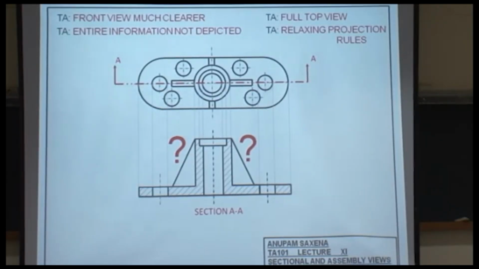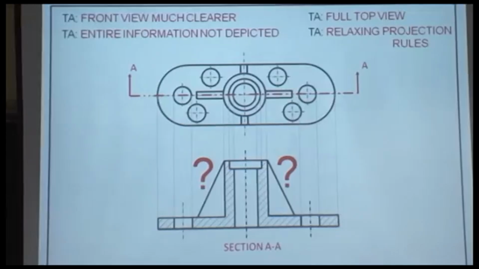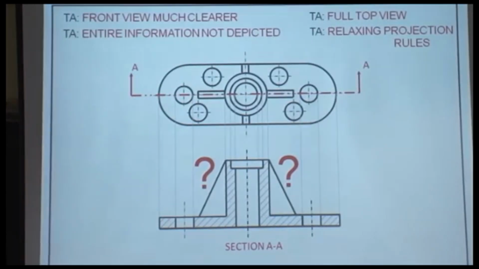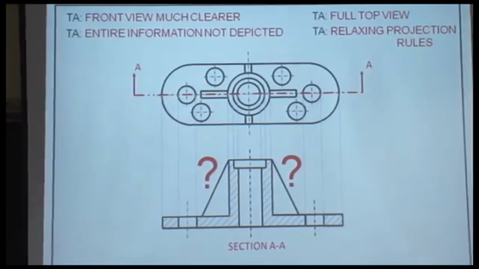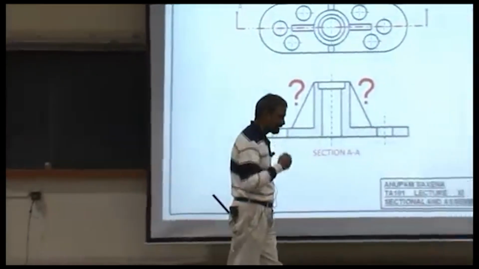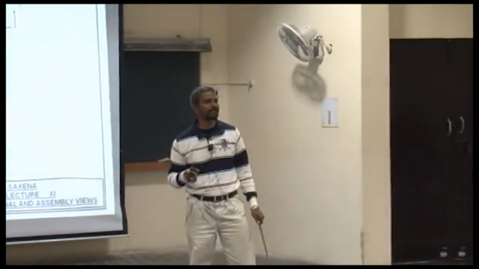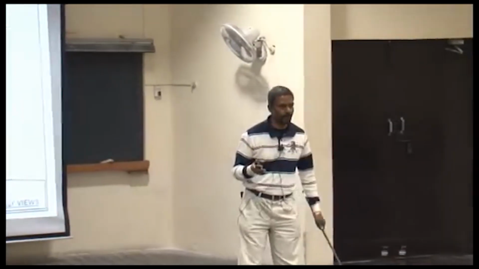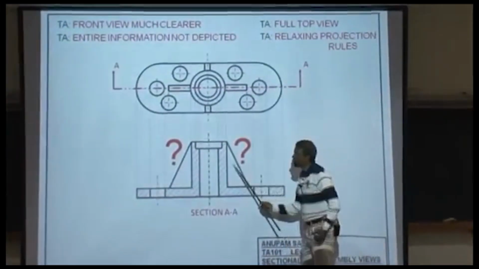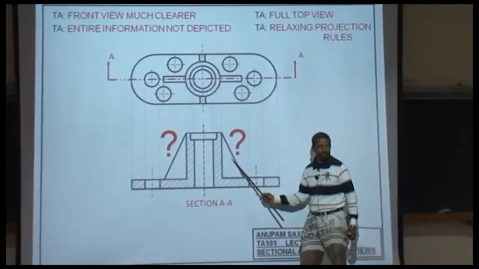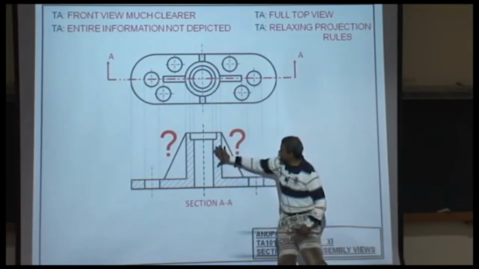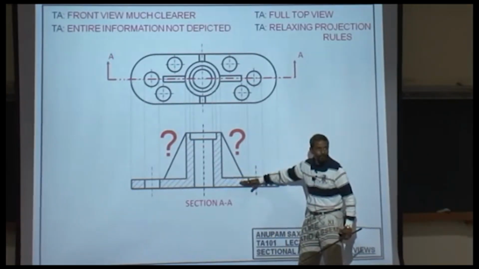Why did I not section the triangular ribs? You have no idea, and I expect that. Not a problem, I'll come back to it later. But to give you a clue, by convention, there are certain elements in the object which are supposed to be for support. For example, these triangular ribs are essentially meant to support the cylindrical feature over this platform.